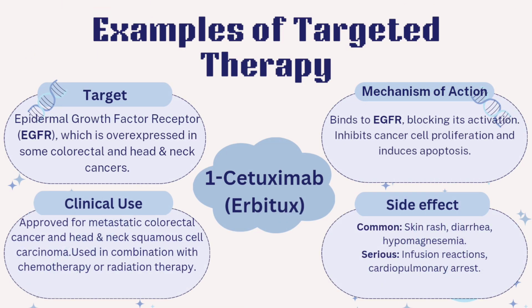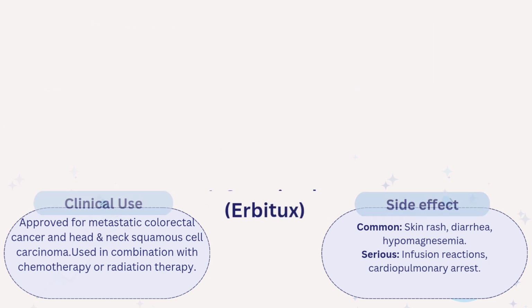Now, let's look at a real example of targeted therapy and how it works. 1. Cetuximab, Erbitux, targets epidermal growth factor receptor, EGFR, which is overexpressed in some colorectal and head and neck cancers. Mechanism of action: binds to EGFR, blocking its activation. Inhibits cancer cell proliferation and induces apoptosis. Clinical use: approved for metastatic colorectal cancer and head and neck squamous cell carcinoma. Used in combination with chemotherapy or radiation therapy.